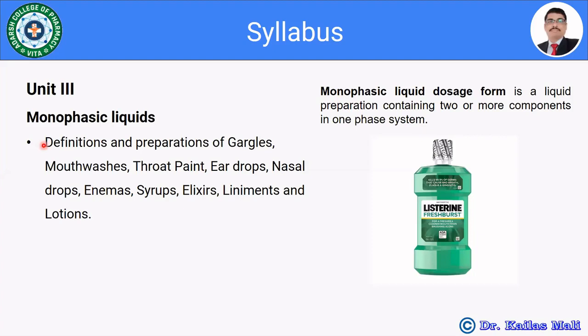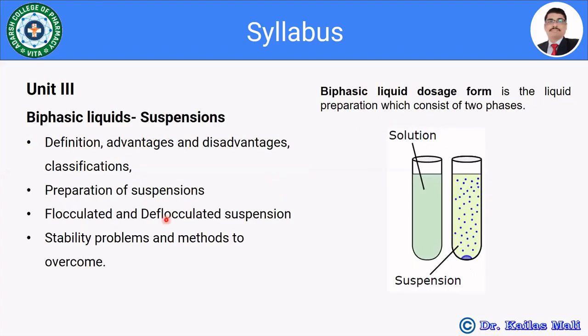So we are going to discuss the definition, then preparation of gargles, mouthwashes, throat paint, ear drops, nasal drops, enemas, syrups, elixirs, liniments, and the lotions. So these many dosage forms we are going to cover under the chapter monophasic liquid dosage form. In the biphasic liquid dosage form, we are going to discuss two dosage forms, one that is a suspension and another that is an emulsion.